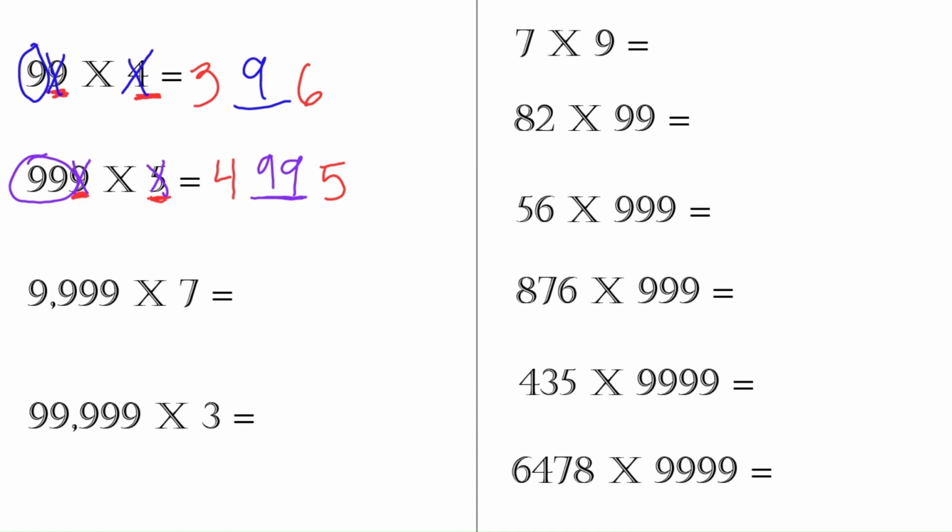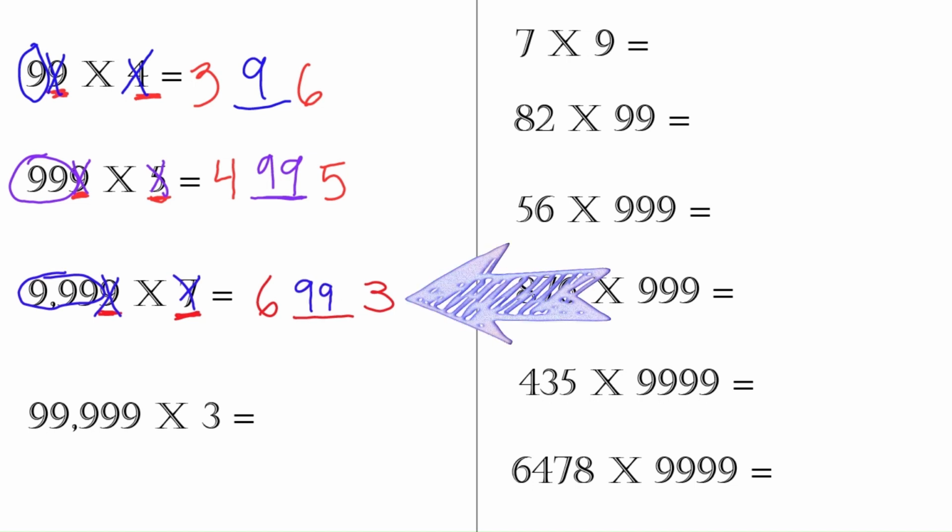Going to 9,999 times 7. We're going to multiply the ones digit by 7. So 9 times 7 is 63. We're going to write it spaced apart, because in the center right there, we're going to write the unused numbers, which is 999. So our answer is 69,993.